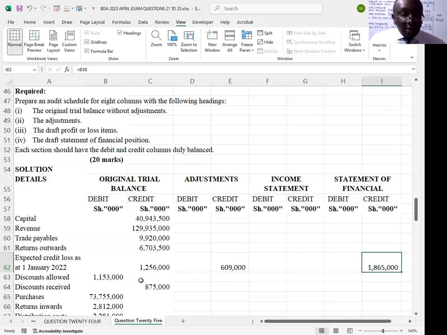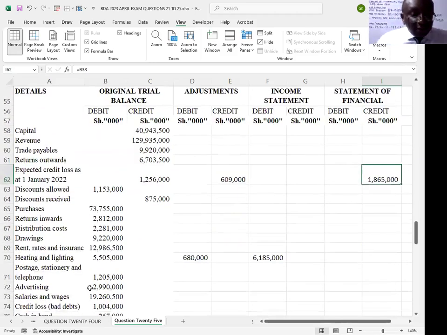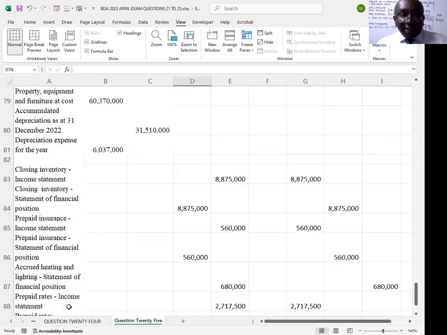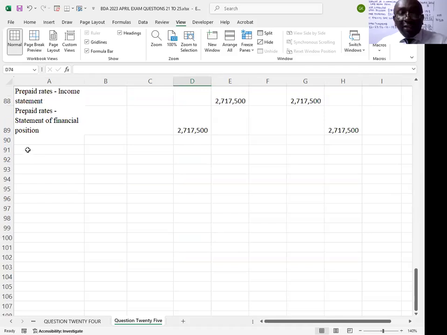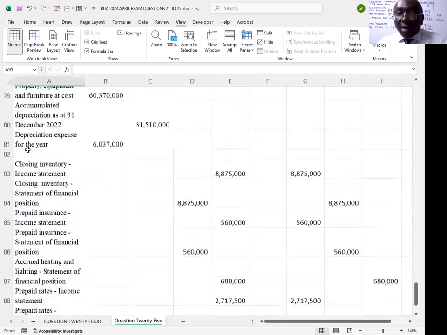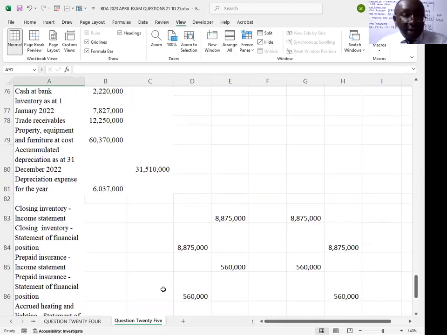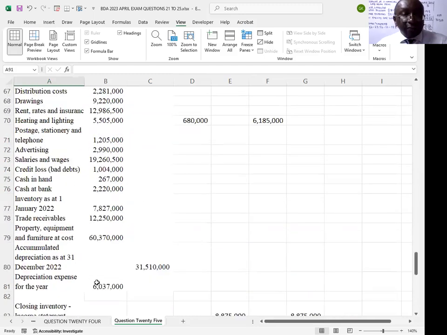Actually, there are two ways of dealing with this. Nilikuwa nimeona kama tuko na credit loss somewhere on its own. This one. You see this one? You can now come and debit it here. Or you can give it as an independent line here. You say increase in credit loss. Either way can work. So I will just come here where we have the credit loss.